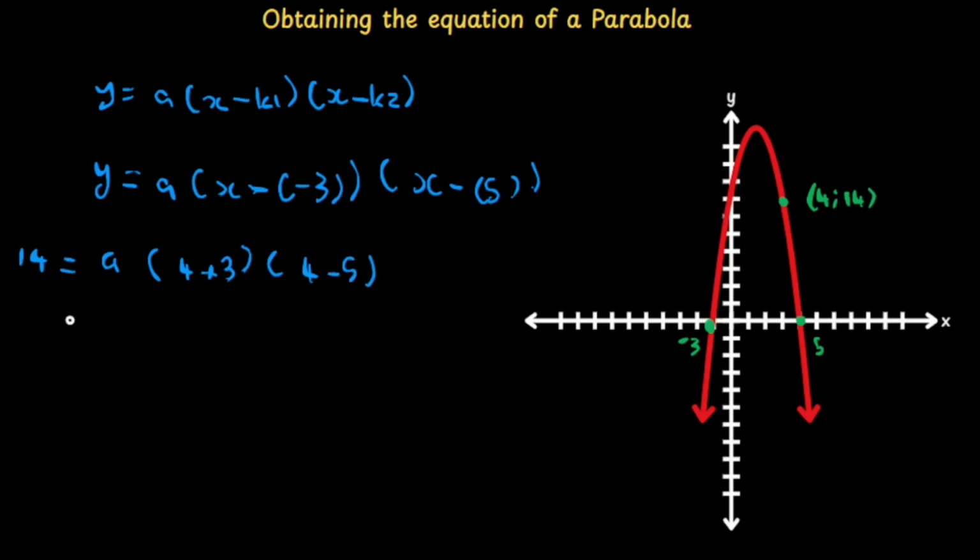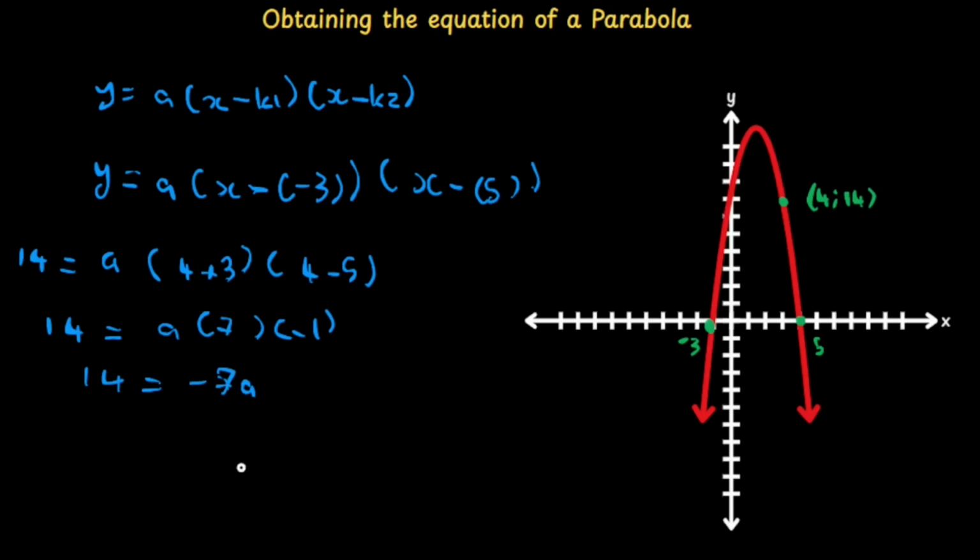And I can simplify further. I would get 14 is equal to a into 7 times, what is 4 minus 5? Negative 1. And that is simply 14 is equal to negative 7a. Okay, 14 is equal to negative 7a.